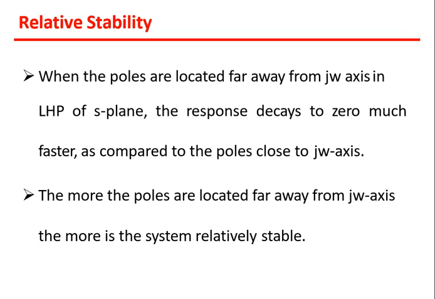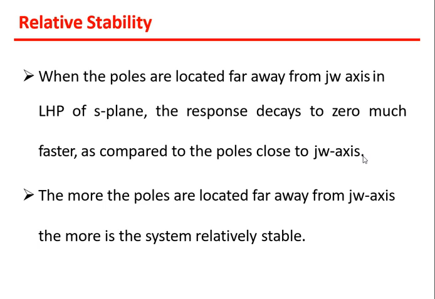Hello everyone. In the last lecture we talked about relative stability, and in this lecture let's explore more about this. In the last lecture we have seen that when the poles are located far away from the j omega axis in the LHS of the s plane, or the y axis we can say, the response decays to 0 much faster as compared to the poles close to the j omega axis.